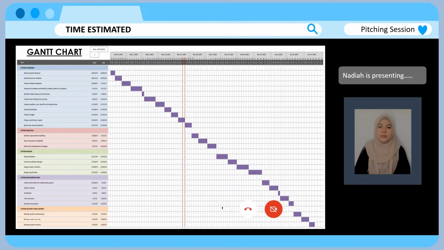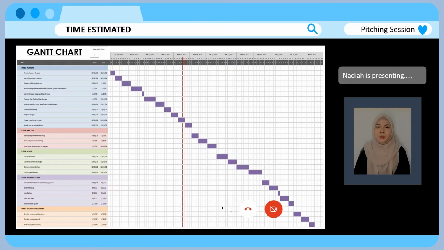And this is all the list of our activity during the development system. This Gantt chart will show the start date and also end date for each activity that we plan. So from this Gantt chart, we can see the overall visual of the schedule of the activities that need to be completed, and we can know when a certain activity will be completed and how long it takes to complete.